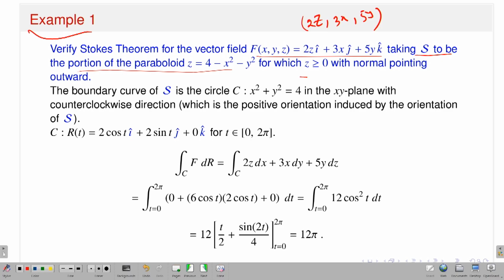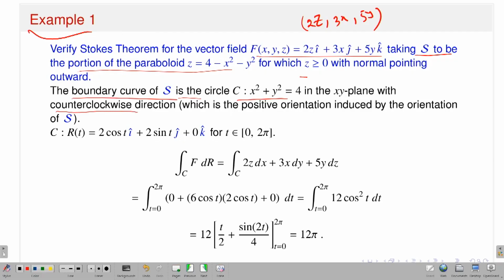Then I am saying, okay, verify the Stokes theorem. So if I look at the boundary curve of my surface, which is nothing but the circle x square plus y square is equal to 4, because if you put z equal to 0, that means take the projections in the xy plane, with the counterclockwise orientation, which is the positive orientation induced by the orientation of my surface. Once I have that, verify your Stokes theorem.